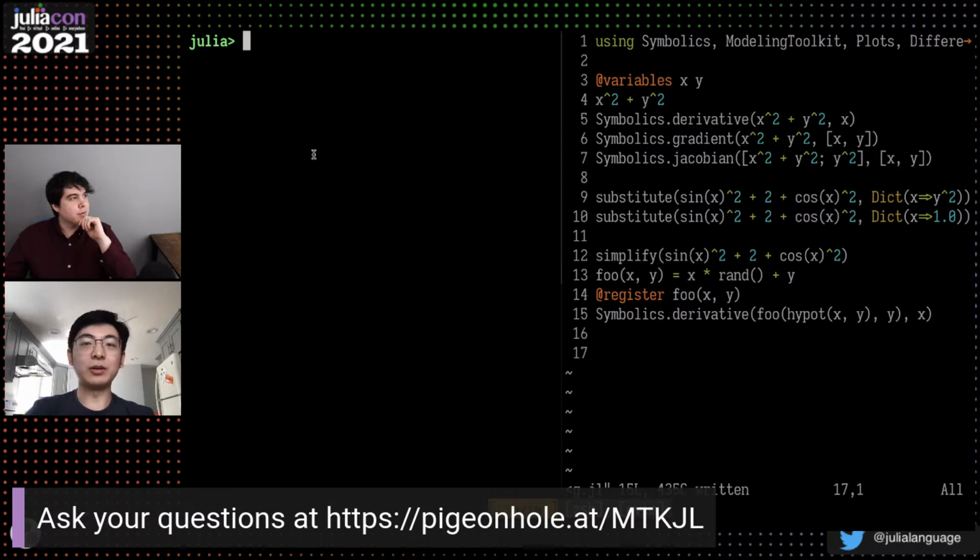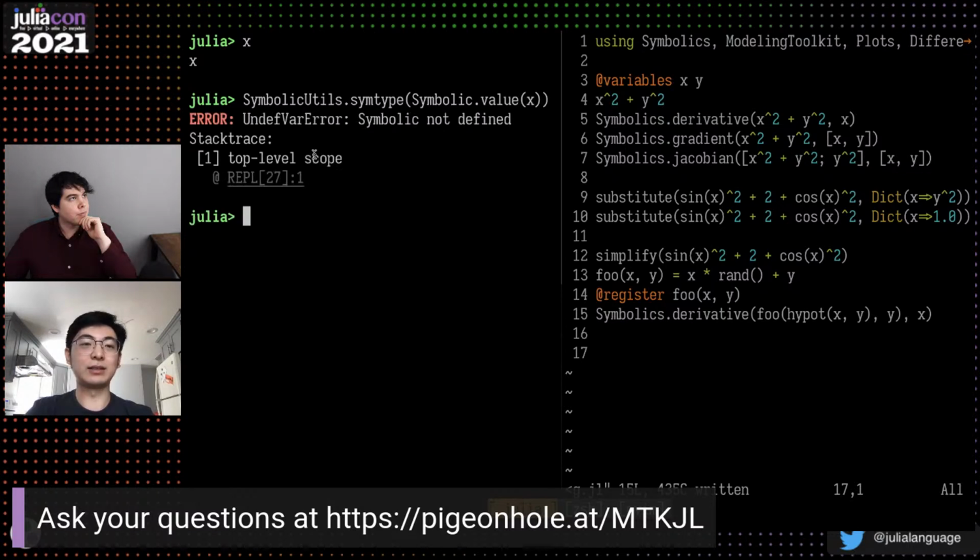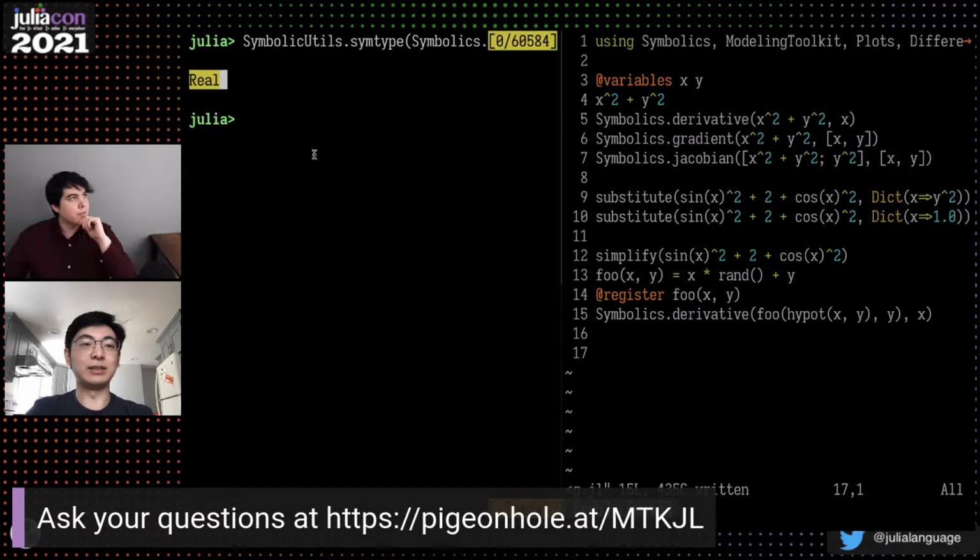So by default, all the variables have the symbolic type of real. So x and y in here behave like real numbers. You can get the number type, and you can get the symbolic type by using the same type of function, which shows the internal representation of x. Yeah, so it says it's a real number.